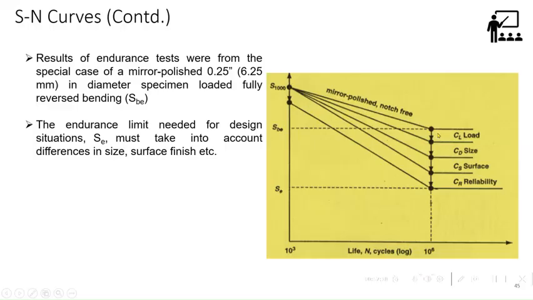Your endurance limit is getting affected due to the load, the size, and the surface. But reliability is a parallel shift. The load doesn't affect at 10 to the 3, and doesn't affect at all at 10 to the 0, which is one cycle. But when you are talking about high cycle fatigue, you will always be referring to 10 to the 3 to 10 to the 6. Then only the endurance limit gets affected.